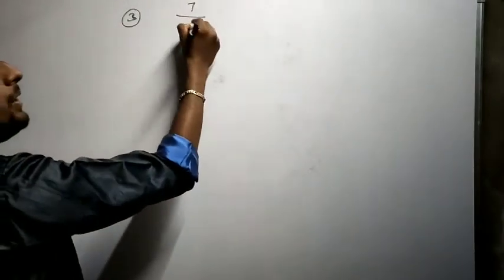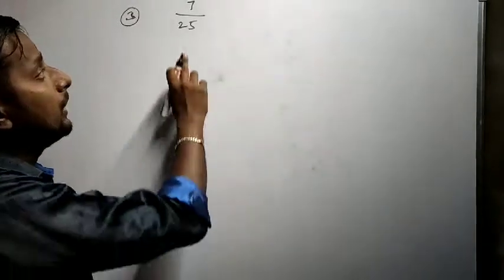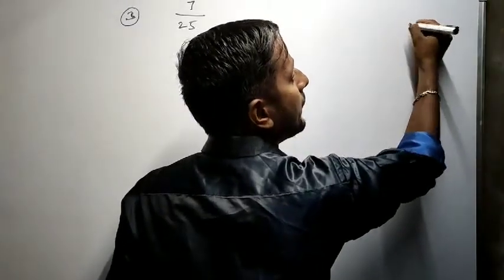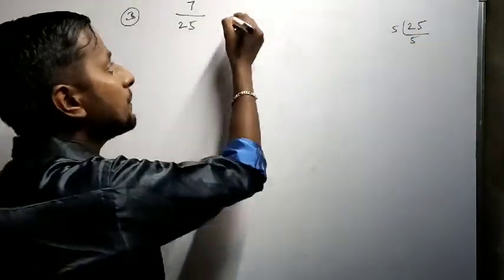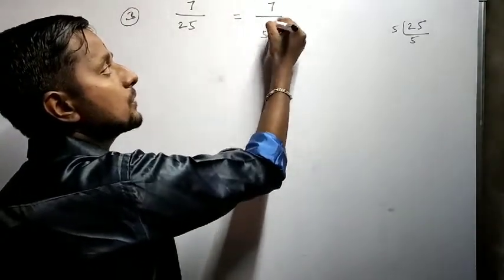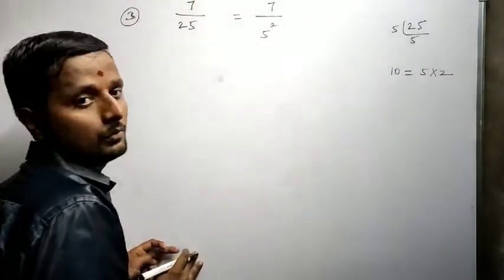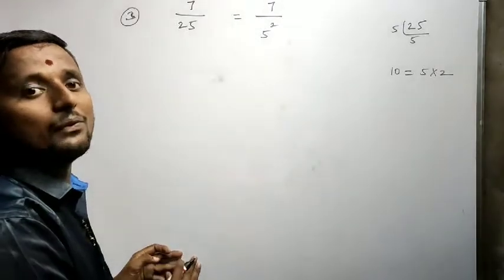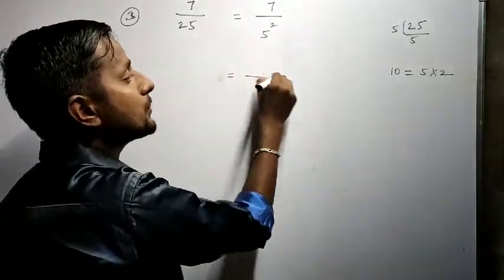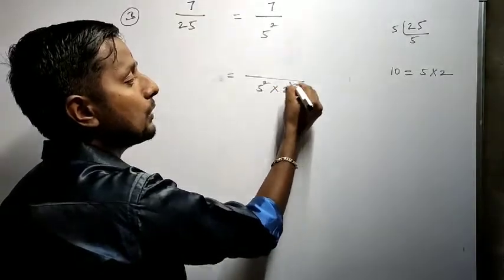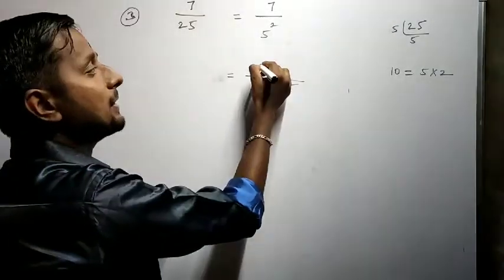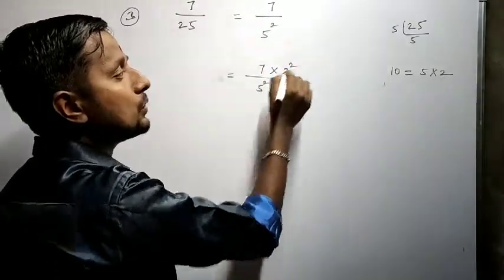Third example, that is 7 by 25. I said focus on just the denominator, okay? The denominator is 25. So 25 we can write as 5 5s. So in the next step I'll write 7 by 5 square. I said already that for 10 we need 5 and 2, correct? Yes, for 10, 5 and 2 are both factors. So here in the next step I should multiply with 2 power 2, because then only I can get 10. On the upper side we have a 7, so here also I multiply with 2 square.